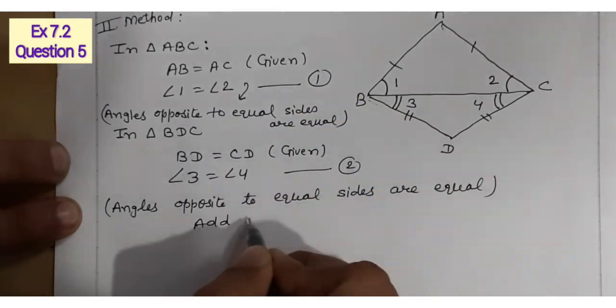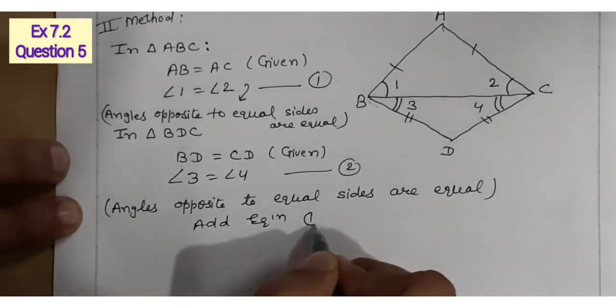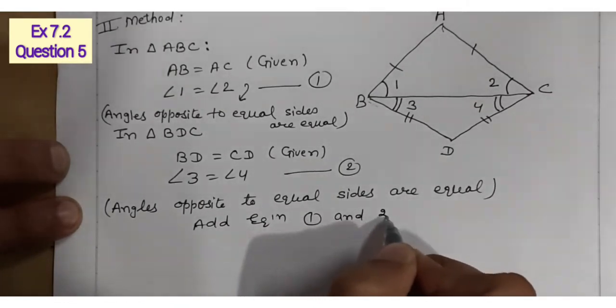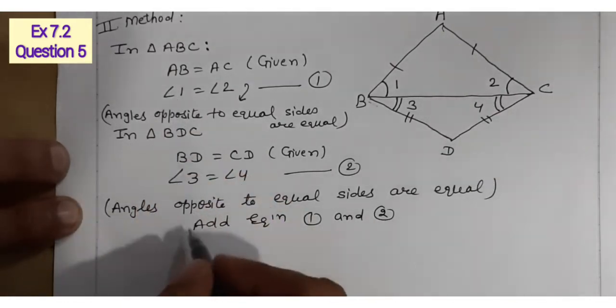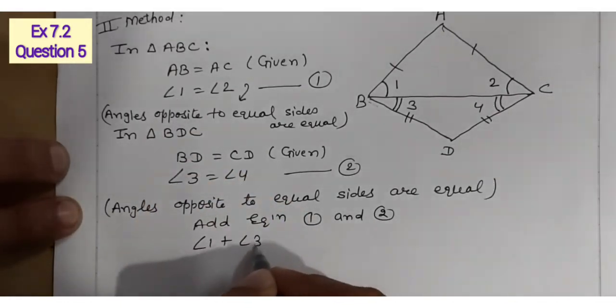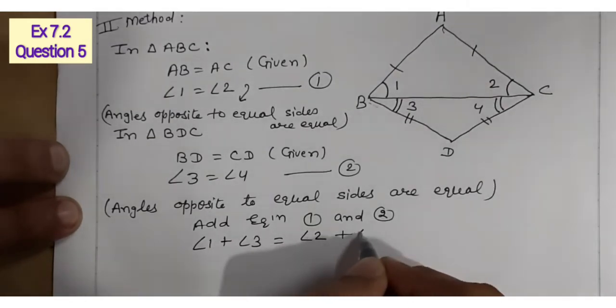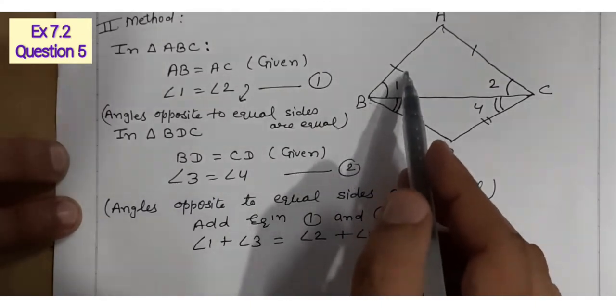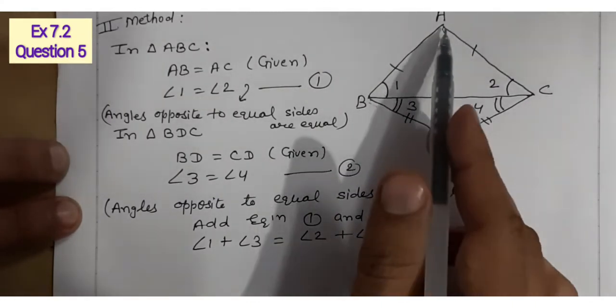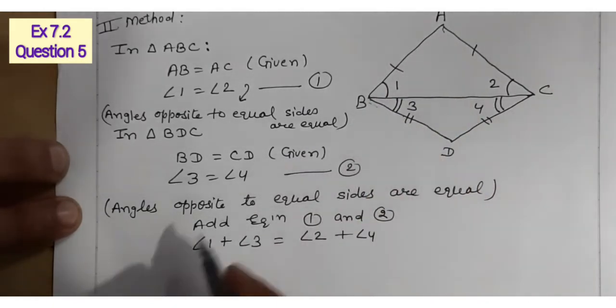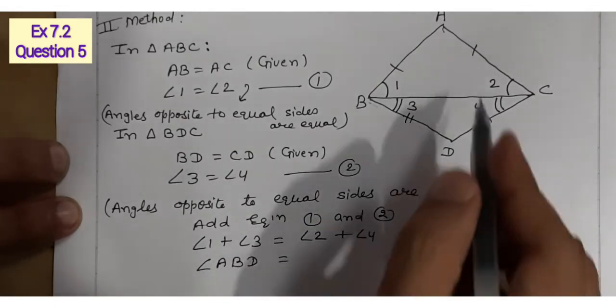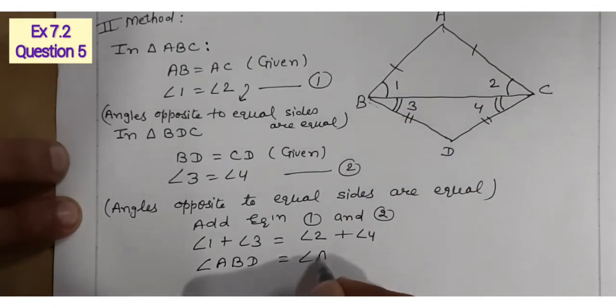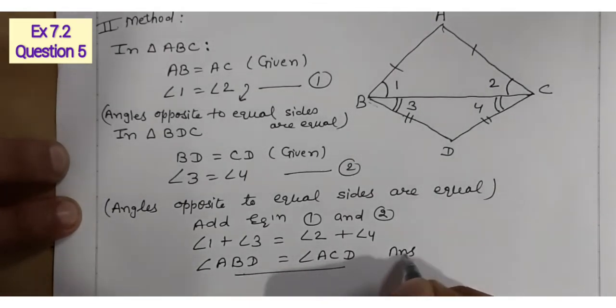Then you have to add equations 1 and 2. Angle 1 plus angle 3 is equal to angle 2 plus angle 4. And what is the meaning of angle 1 plus angle 3? Just see, this much angle. It means angle ABD; in place of 1 plus 3, I am writing ABD. This is ACD. This we had to prove, and this is your answer.